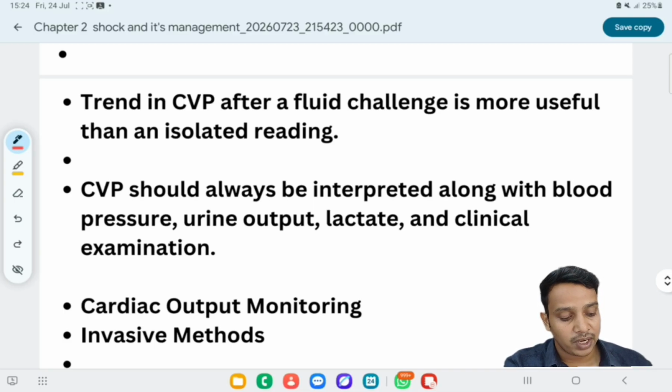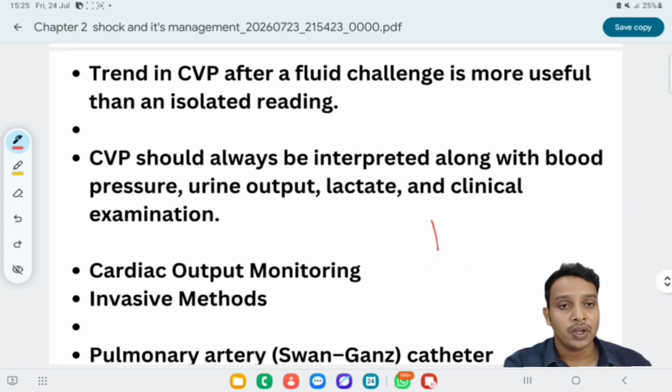So always keep in mind, CVP monitoring should be checked with blood pressure monitoring, urine output, lactate and clinical examination. Also remember, friends, whenever you keep the patient on mechanical ventilation, because of the increase in positive end expiratory pressure, that is PEEP, your CVP value also increases. So always subtract 2 to 3 centimeters from your measured CVP, and that gives your exact CVP. Whenever the patient is on mechanical ventilation, it gives a false increase in the CVP.